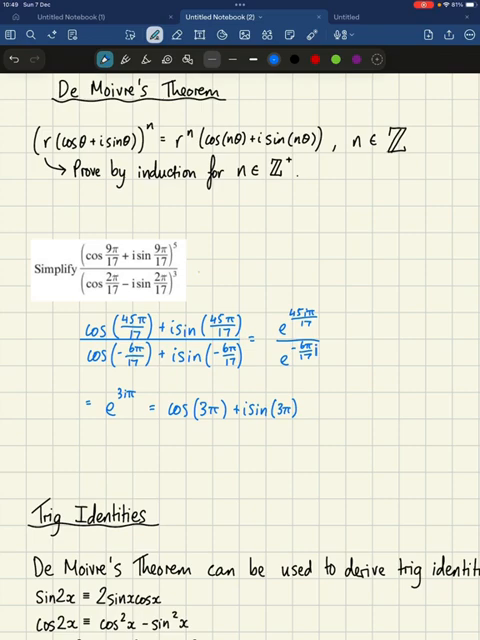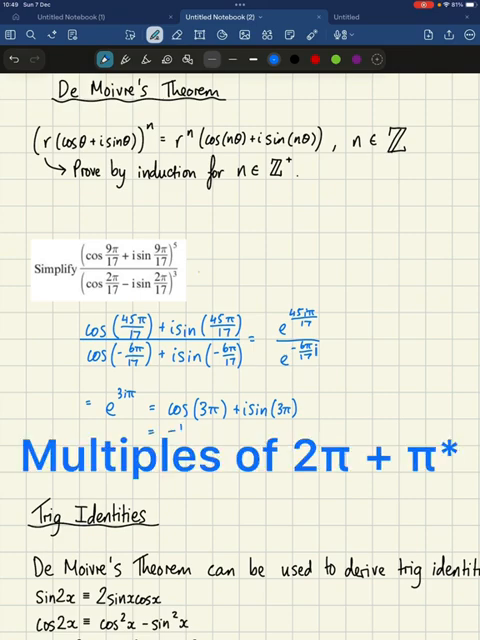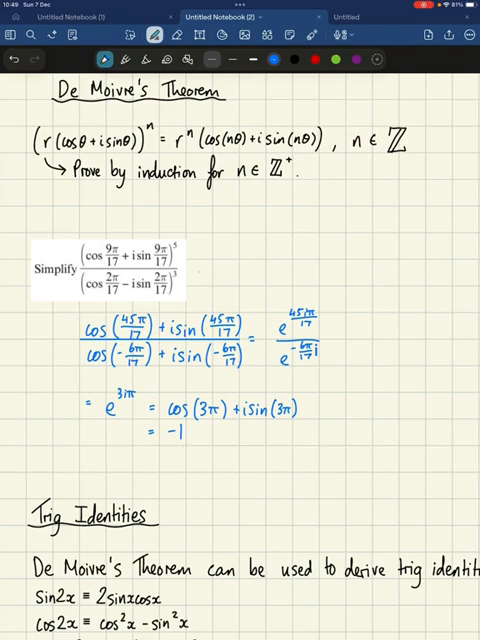Now what are multiples of pi for sine and cos? We know that cos of pi is minus 1. So odd multiples of pi will give minus 1. So here we're just getting minus 1. And then multiples of pi for sine just give us 0. So we're just going to get i times 0, which is 0. So our answer is minus 1.